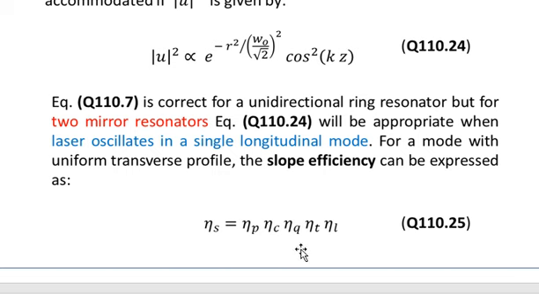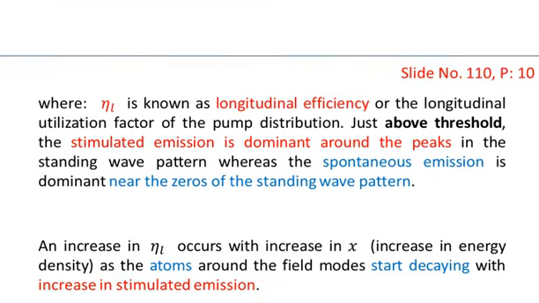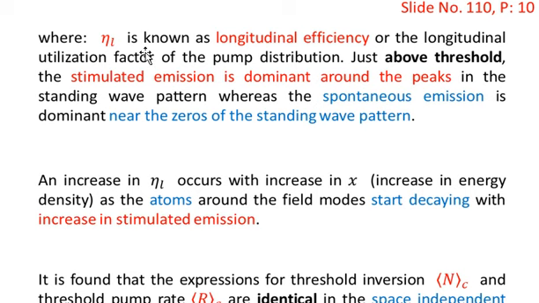Then we have this expression, that is the slope efficiency eta s is equal to eta p into eta c into eta q into eta t into eta l. So you see that we have an additional efficiency being multiplied on the right hand side, eta l. So what is eta l? Where eta L is known as the longitudinal efficiency or the longitudinal utilization factor of the pump distribution.